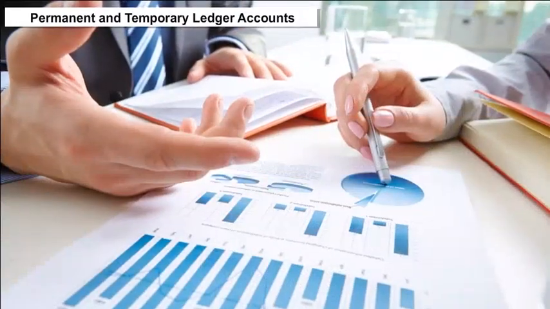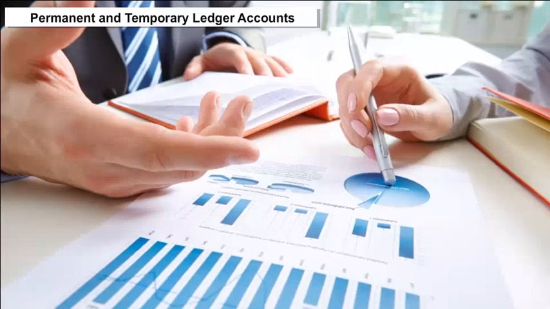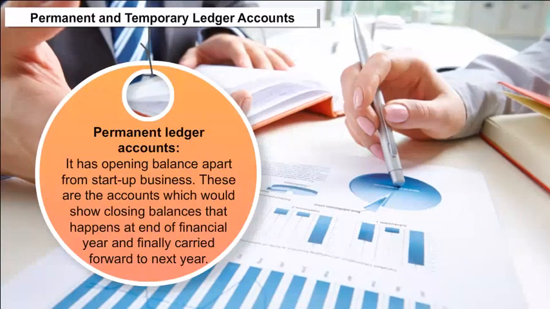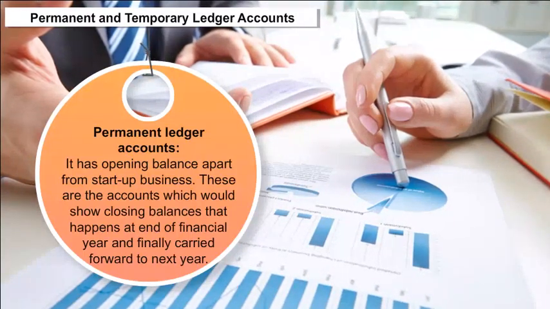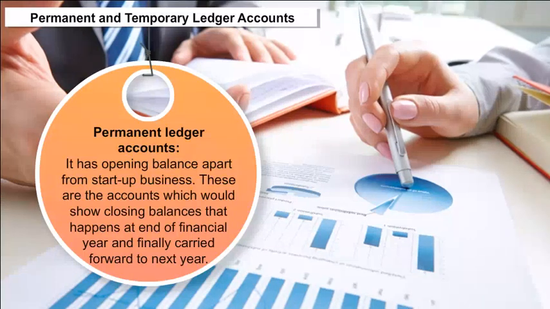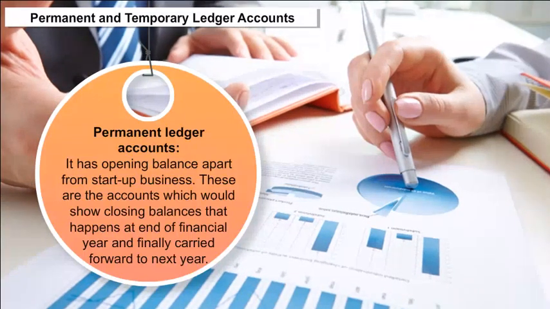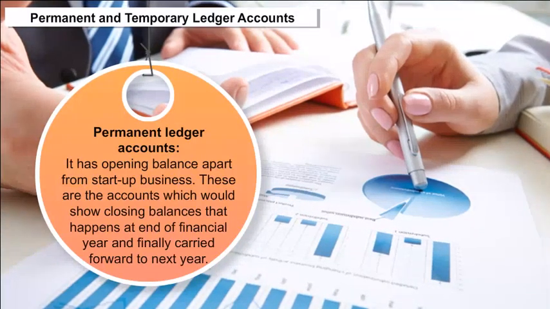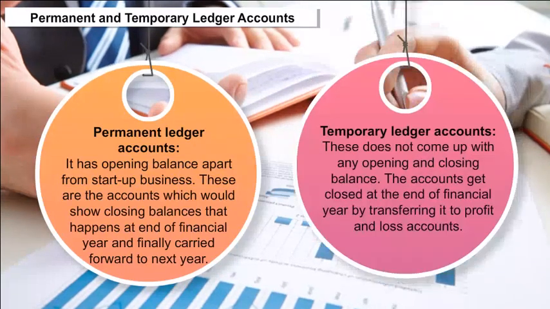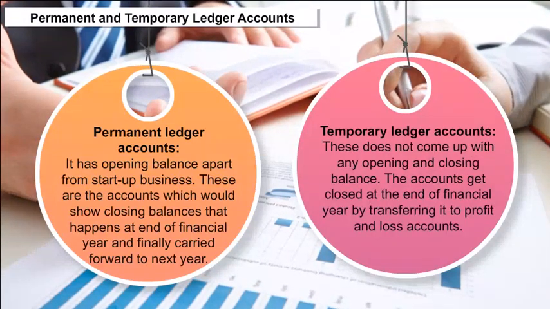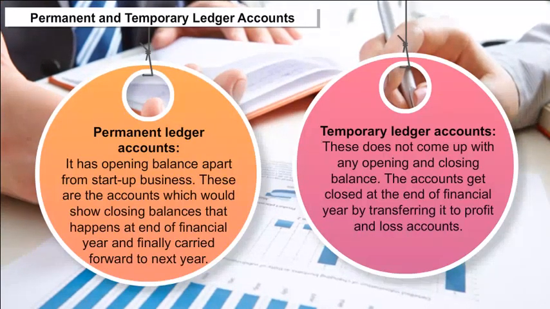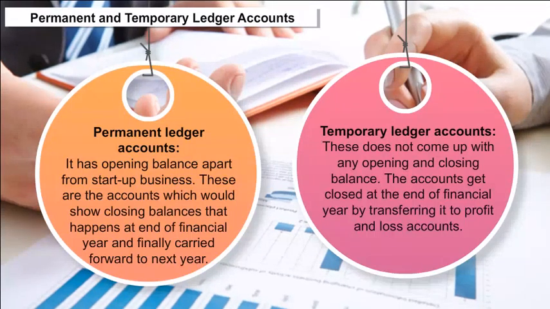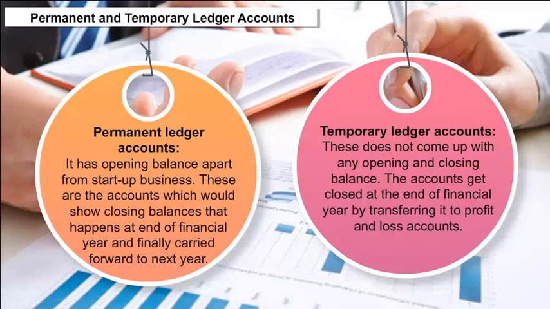Permanent and temporary ledger accounts. The ledger accounts can also be classified as permanent ledger accounts. They have an opening balance, apart from a startup business. These are the accounts which show closing balances at the end of the financial year, finally carried forward to the next year. Temporary ledger accounts do not have any opening and closing balance. These accounts get closed at the end of the financial year by transferring them to the profit and loss account.